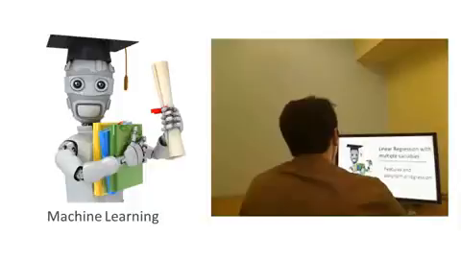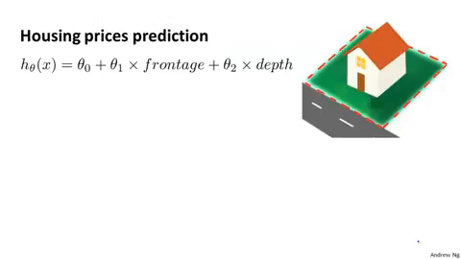Let's take the example of predicting the price of a house. Suppose you have two features, the frontage of the house and the depth of the house. So here's a picture of the house we're trying to sell. The frontage is defined as this distance. It's basically how wide your lot is, of this plot of land that you own. And the depth of the house is how deep your property is.